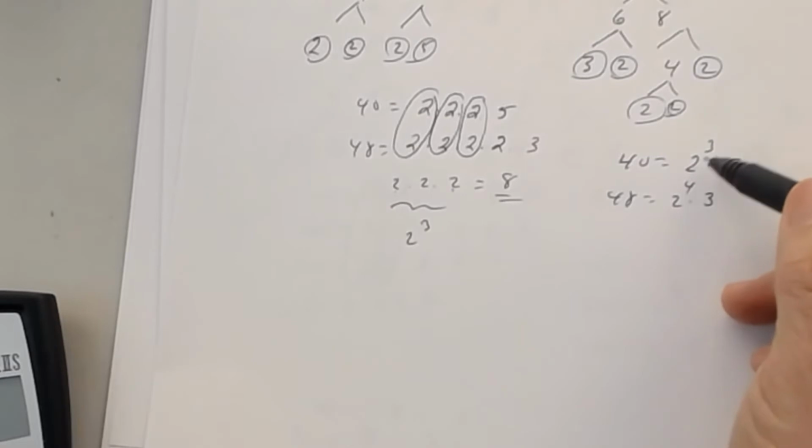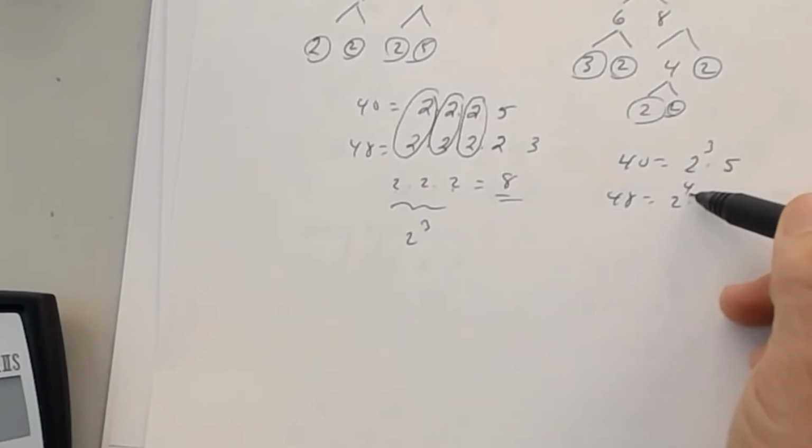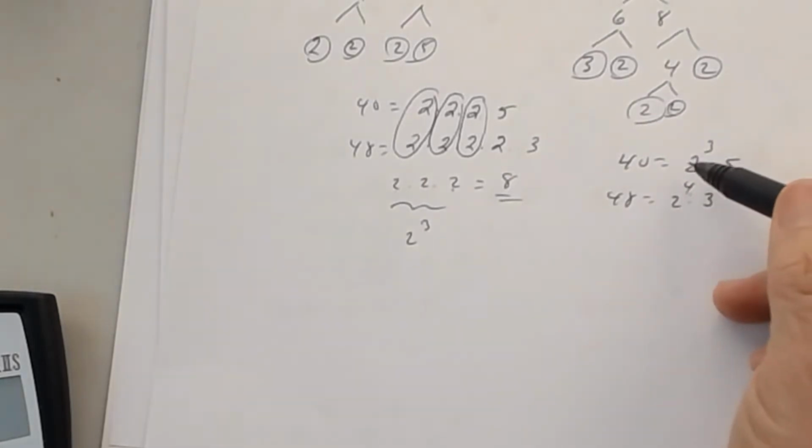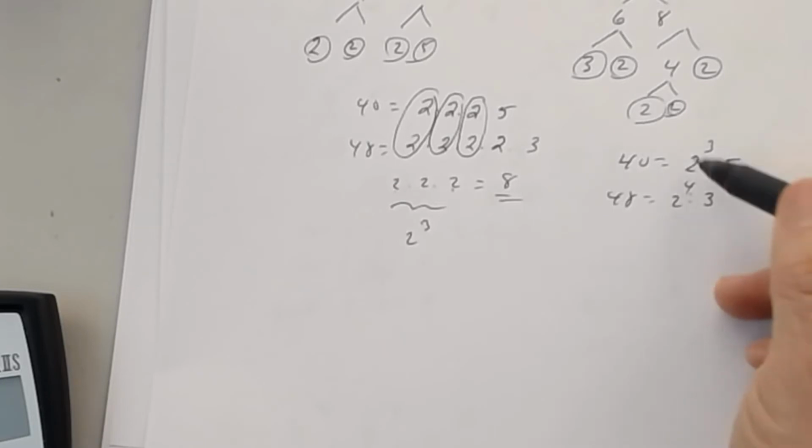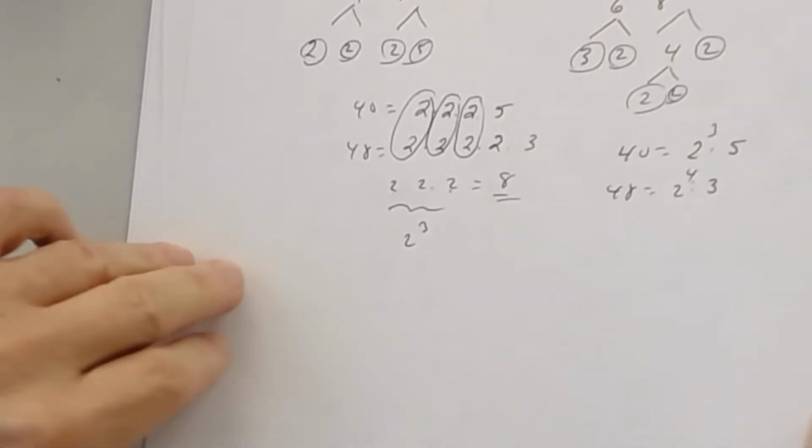Because 2 cubed is 8, right? And 2 to the fourth is what? 16. So I'm going to ask you this. Does 16 go into 8 or does 8 go into 16? 8 goes into 16. So always use the one with the smallest exponent. Okay? So I'm going to go back over here now.